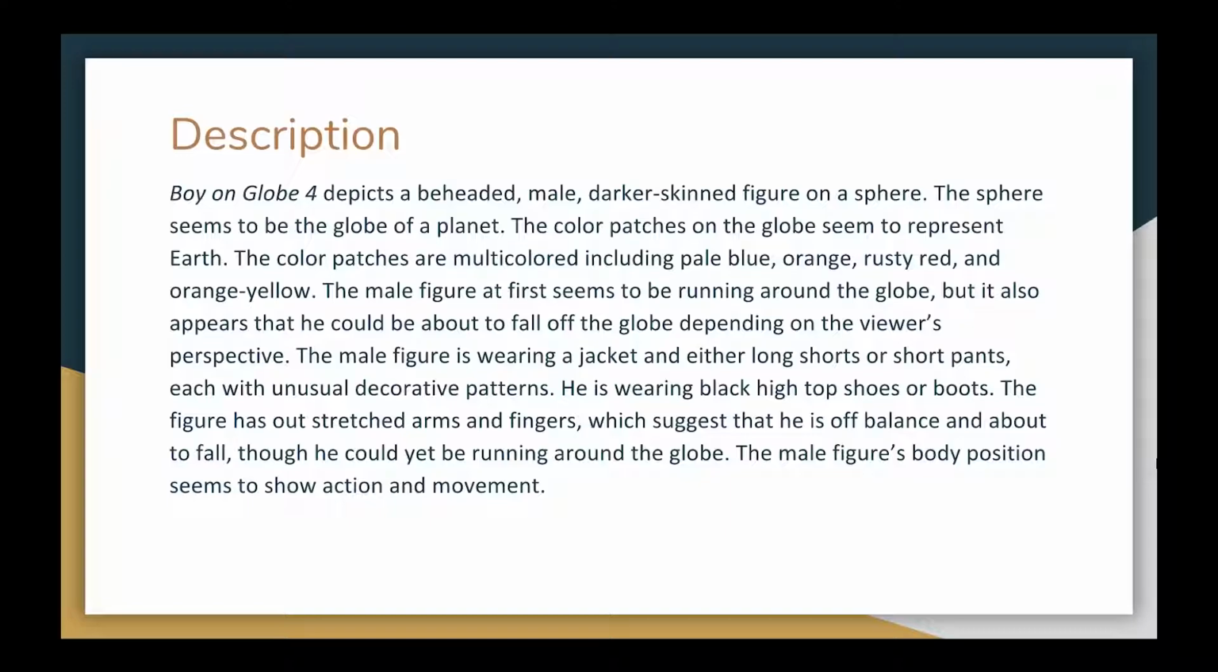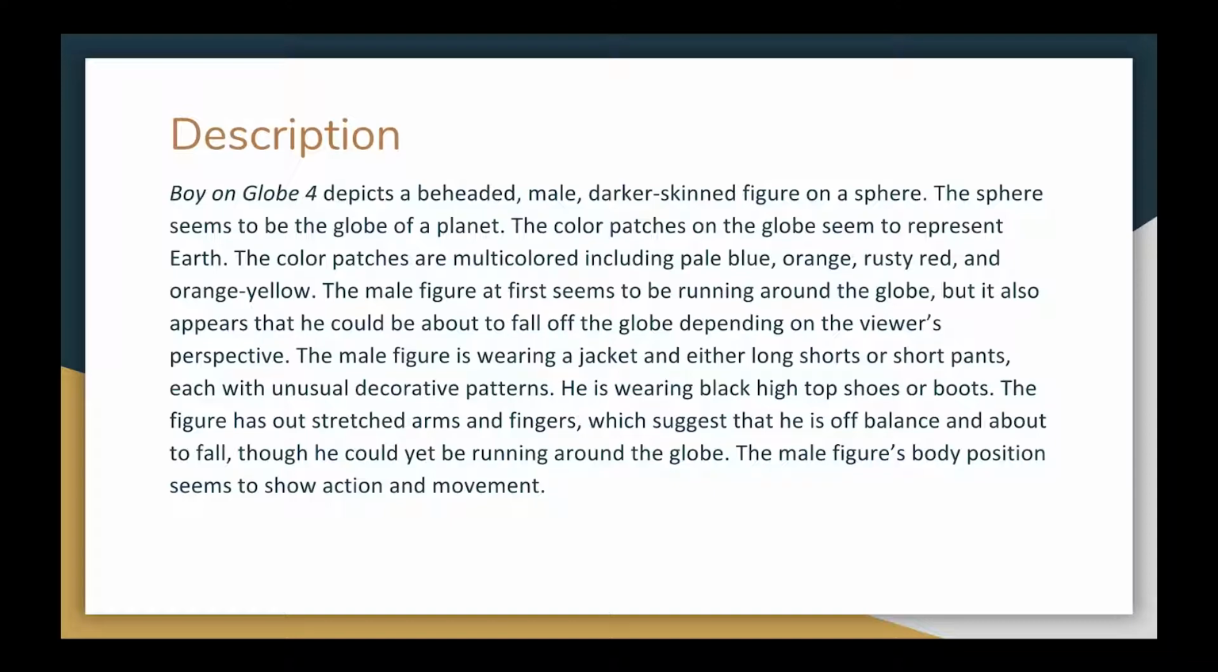Going to the second step of the analytic model of art criticism, we talk about description. We talk about who and what you see in a work of art. Boy on Globe 4 depicts a beheaded male, darker skinned figure on a sphere. The sphere seems to be the globe of a planet. The color patches on the globe seem to represent Earth. The color patches are multicolored, including pale blue, orange, rusty red, and orange yellow.